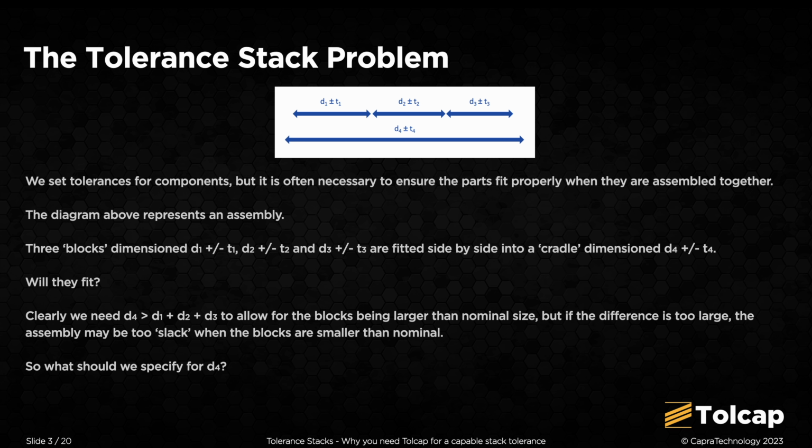Clearly, we need D4 to be somewhat greater than D1 plus D2 plus D3 to allow for the blocks being larger than nominal size. But if that somewhat is too large, the assembly may be too slack when the blocks are smaller than nominal. So what should we specify for D4? And what should be the tolerance on that dimension?